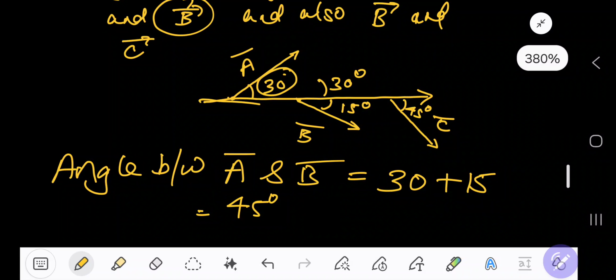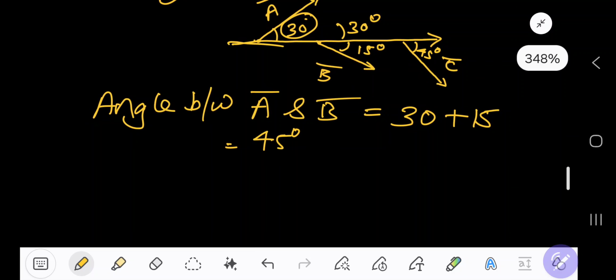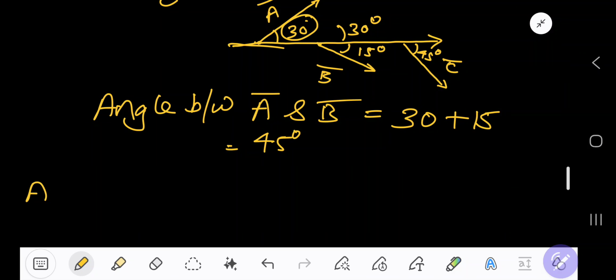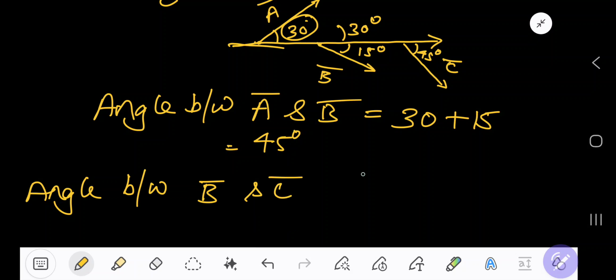And we have to connect b bar and c bar. How would you do this? This is an interesting one. So the angle between b bar and c bar, over here we can also connect the tails because they're on the same axis. So you imagine dragging b bar all the way till about here.